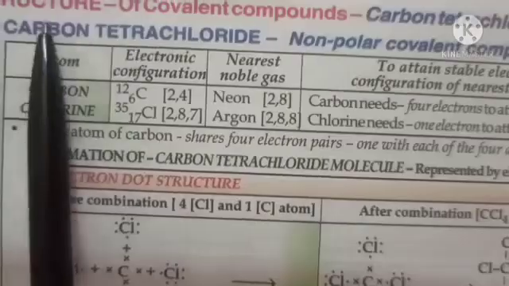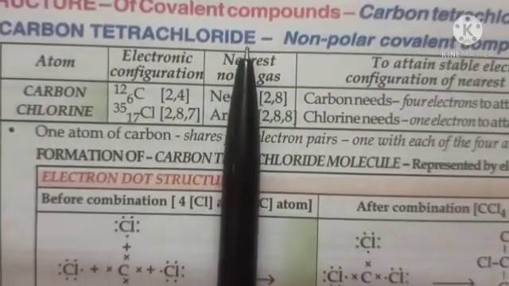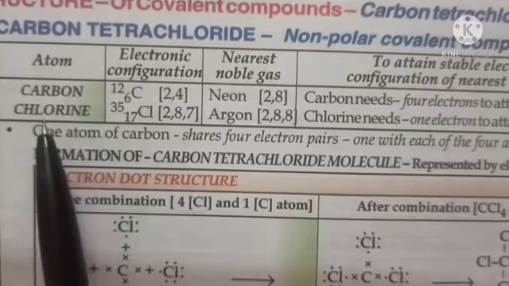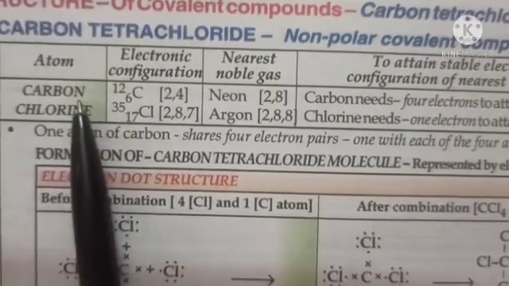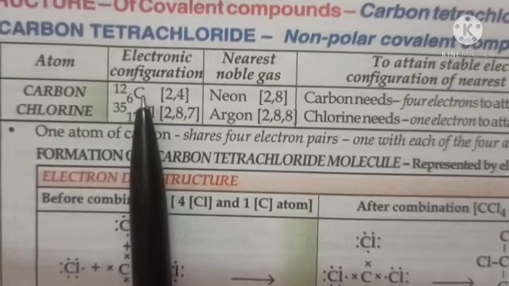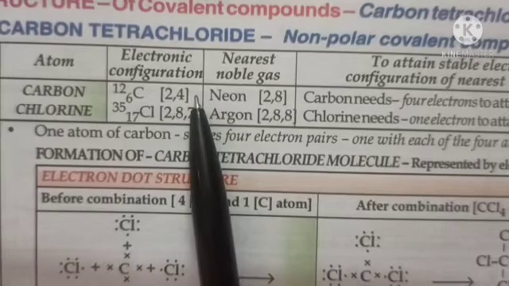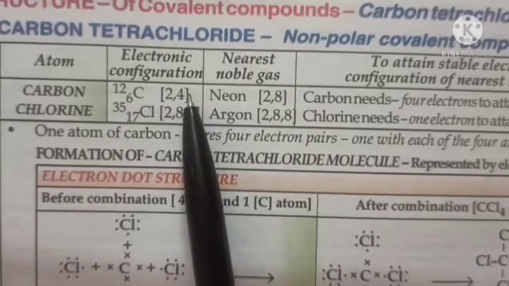Understood? Right. Next is the formation of carbon tetrachloride. Carbon tetrachloride is formed when carbon combines with what, chlorine. Carbon atomic number is 6 and its symbol is C. So electronic configuration 2, 4. It needs how many electrons to get a stable electronic configuration? It needs how many? 4, right?